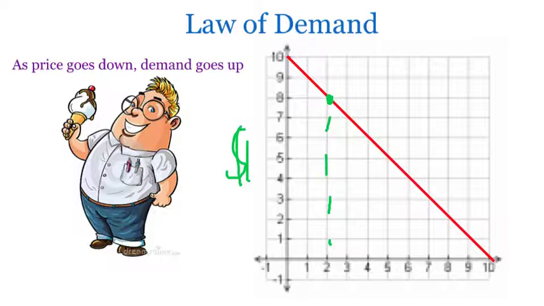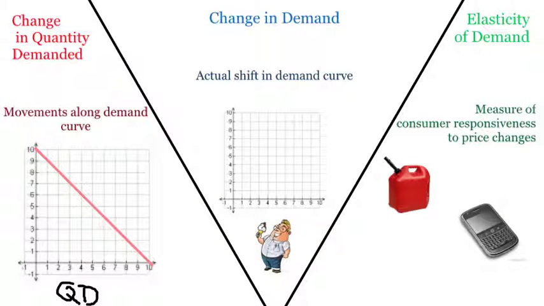Just follow the law of demand and lower your prices, Chucky. So he lowers his price to $5, and what do you know? The demand jumped up to 5,000. So he's making more money, and he's selling to more people by lowering his prices.